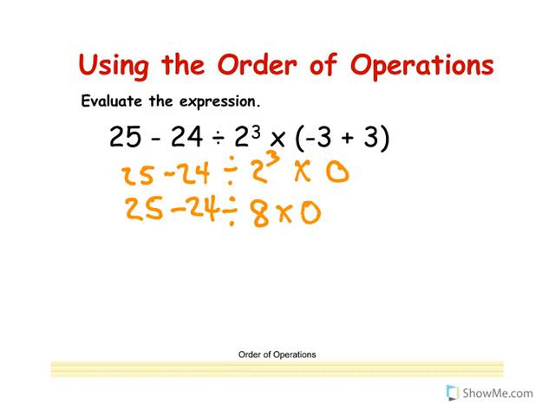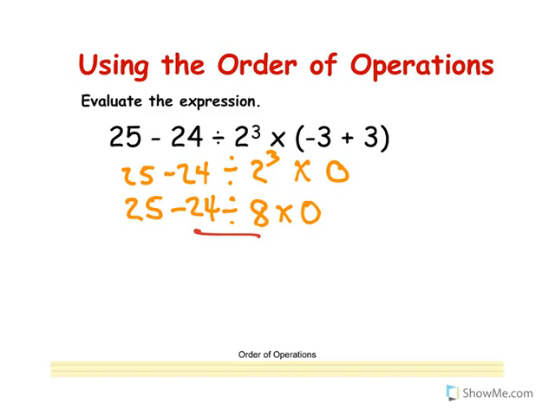Now our multiplication and division must be done from left to right. So if I'm scanning from left to right, the first thing I encounter is this division here. So I'm going to do that division first. Now there's a couple different ways you can think about this. We can think about it as 24 divided by 8 and bring down the subtraction sign.